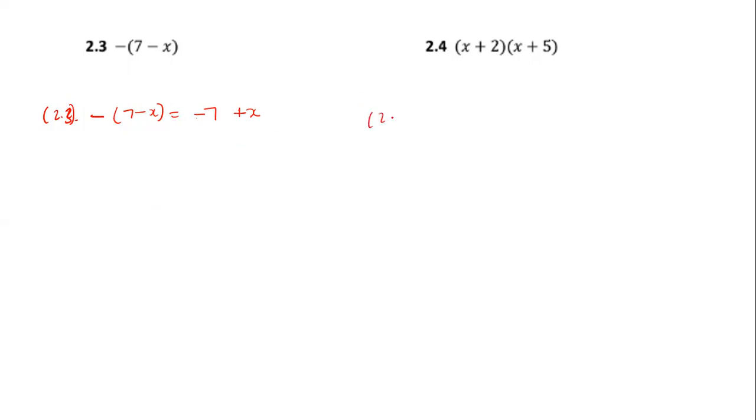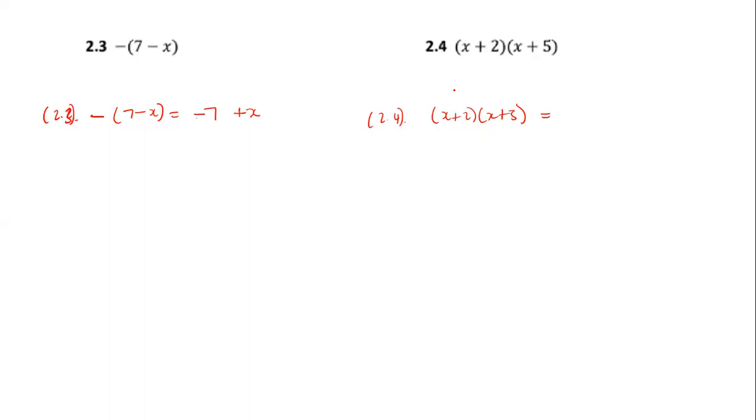Now we move to question number 2.4, where we have our expression being (x + 2)(x + 5). Here once more, we have two binomials. We need to multiply these two binomials together. So now what are we going to do? We no longer have an expression that looks like this. We have an expression where you multiply binomial by binomial. So here's where we're going to use FOIL, okay?